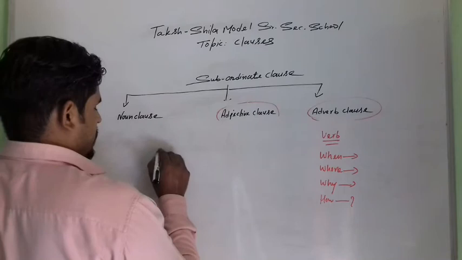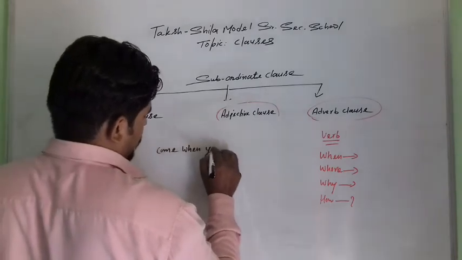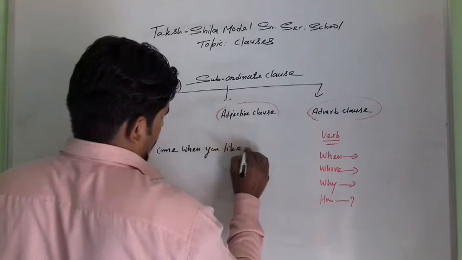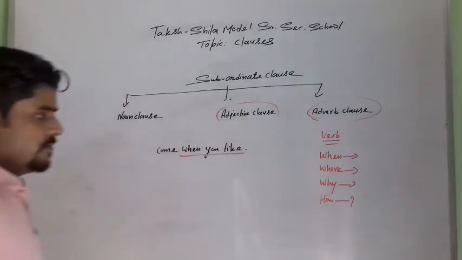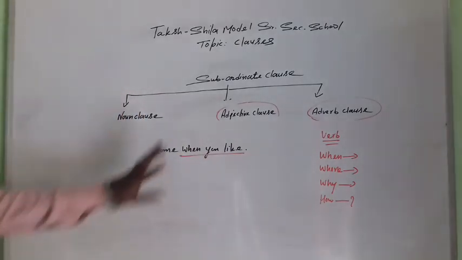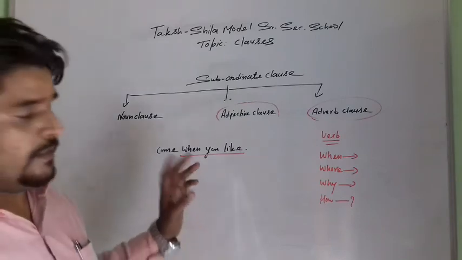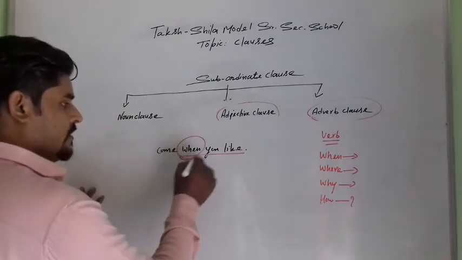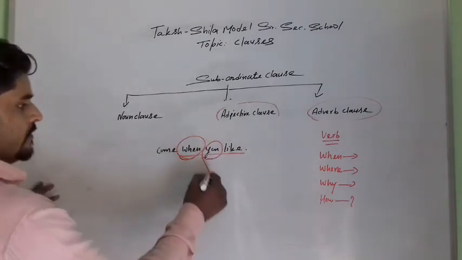The example says, come when you like. You need to find out the clause used in this sentence. The clause is when you like. It is quite easy for us to find the clause in a given sentence. Why is it a clause? Because it begins with a conjunction. This is the subject and this is the verb. And this is also a part of this sentence.